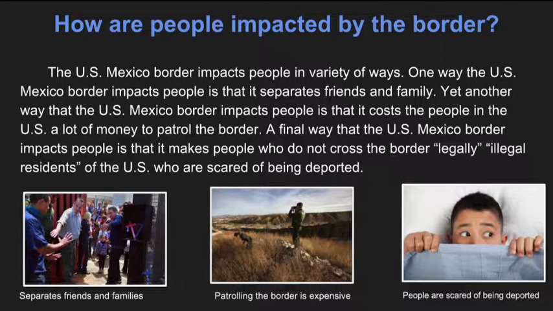The U.S.-Mexico border impacts people in a variety of ways. One way the U.S.-Mexico border impacts people is that it separates friends and family. Yet another way that the U.S.-Mexico border impacts people is that it costs the people in the U.S. a lot of money to patrol the border. A final way that the U.S.-Mexico border impacts people is that it makes people who do not cross the border legally illegal residents of the U.S. who are scared of being deported.